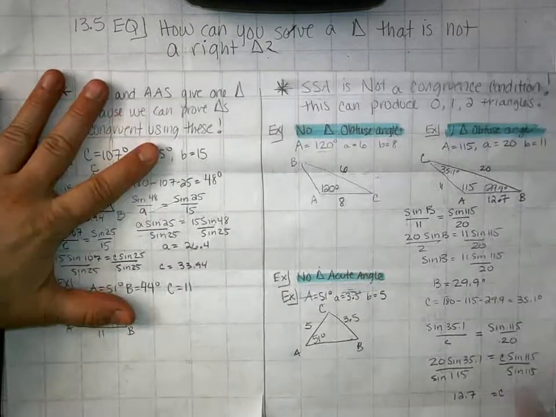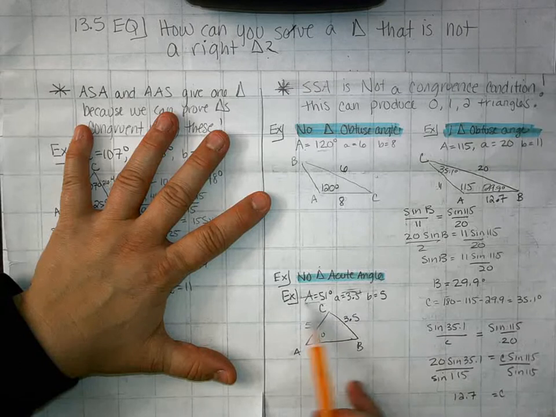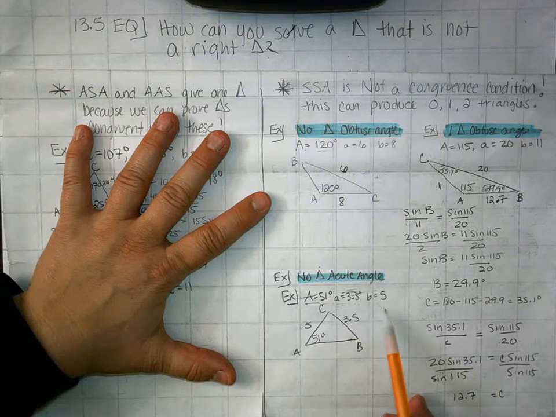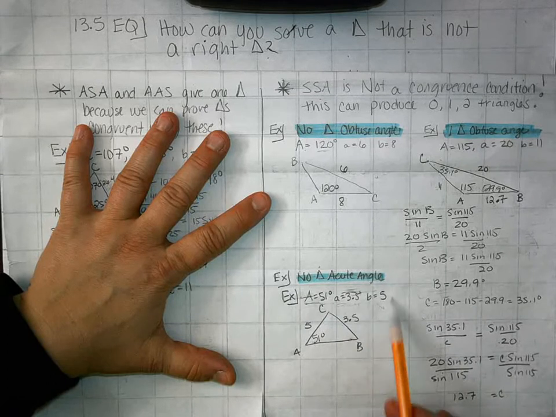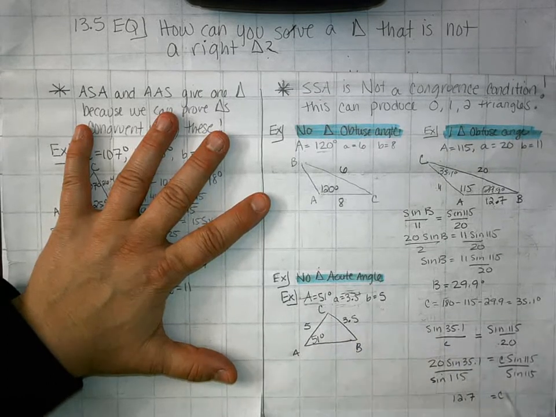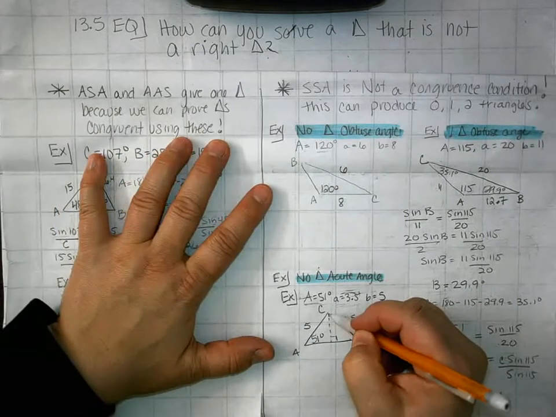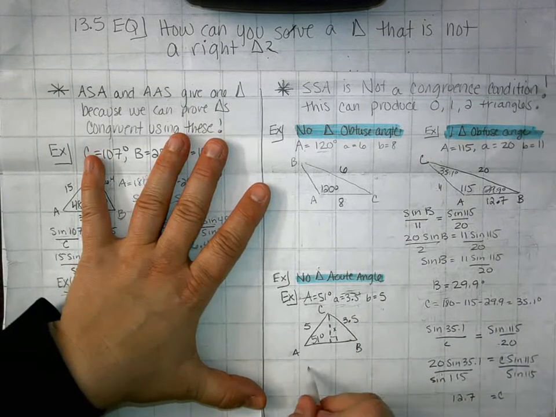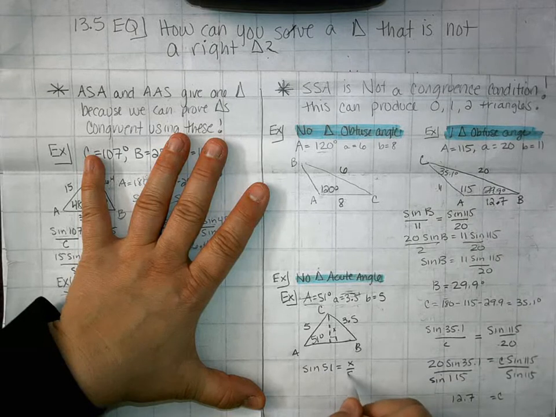How about we try this example right here? If I am given an angle of 51 degrees, a side length A of 3.5, and a side length B of 5, now I'm given an acute angle and an A that's smaller than my B. I'm going to actually find this height here. So if I draw in this height and label it x, that height could be the sine of 51 is equal to the opposite over the hypotenuse.